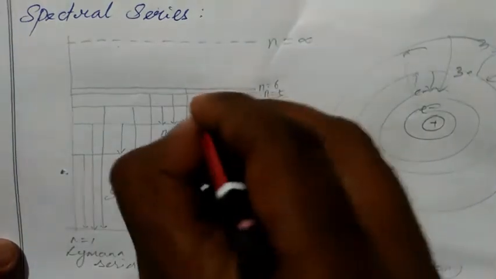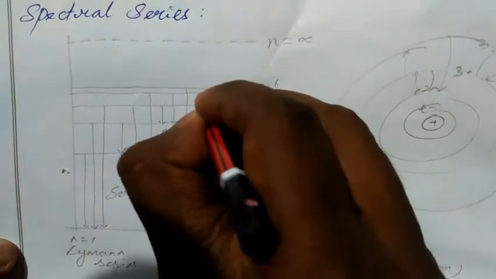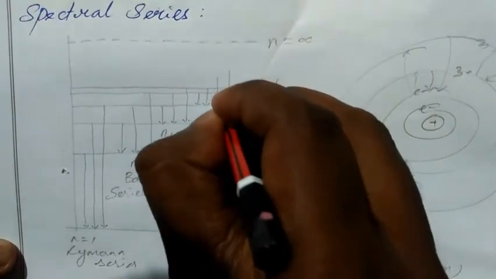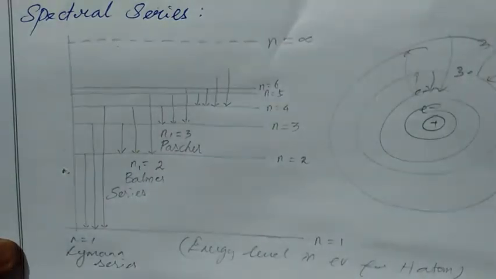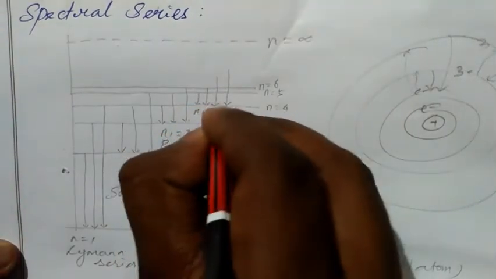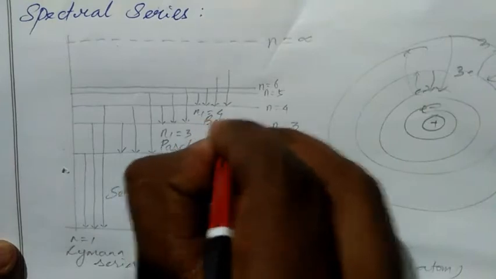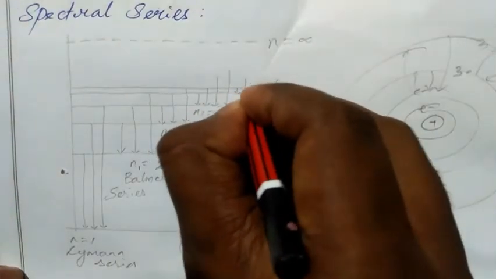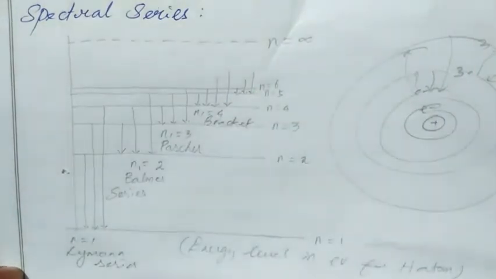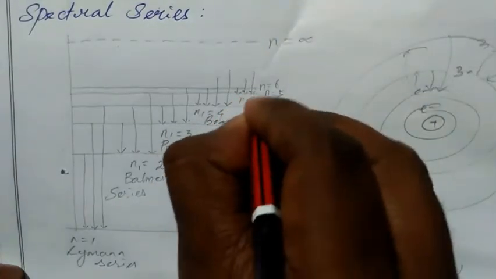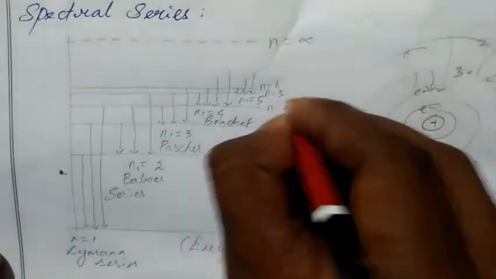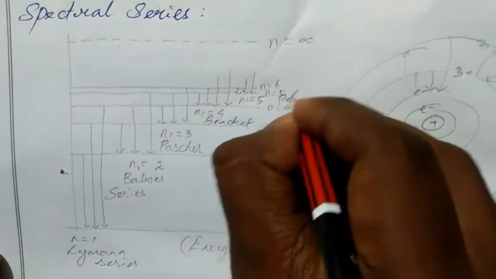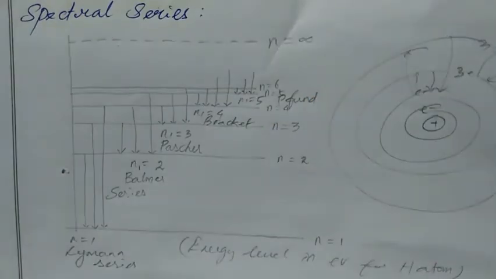Then from the fourth orbital, 5 to 4, 6 to 4, 7 to 4, 8 to 4, infinity to 4. When an electron returns to the fourth orbital, this series is known as the Brackett series. Here n1 is 4. Then for the fifth orbital, 6 to 5, 7 to 5, 8 to 5, infinity to 5. Here the n1 value is 5, and this type of series is known as the Pfund series. The P is silent, Pfund series.